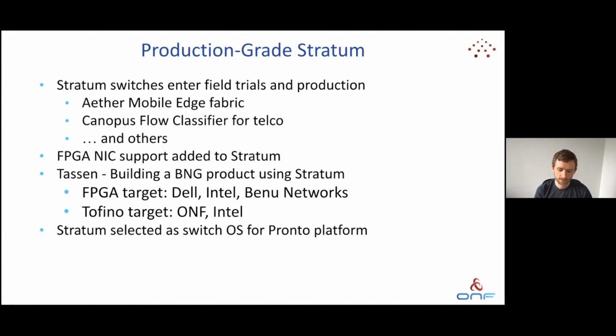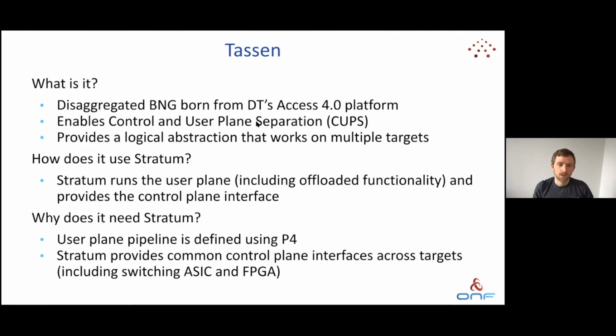So just in case you haven't seen some of these, I want to just take a couple of minutes to dive in a little deeper to some of these use cases. So we can start with TASIN. TASIN's a disaggregated BNG born from Deutsche Telekom's Access 4.0 platform. One of the ways that this is realized is through CUPS, or control and user plane separation, where we implement the control plane on commodity equipment and we implement the user plane on commodity switching gear.